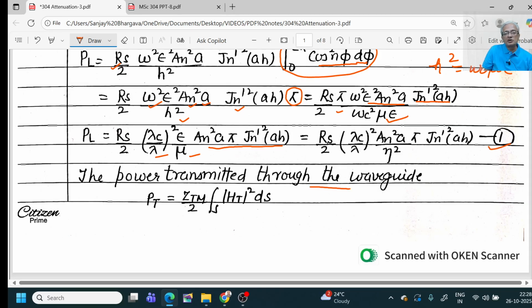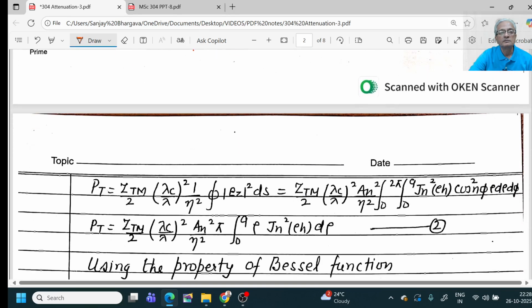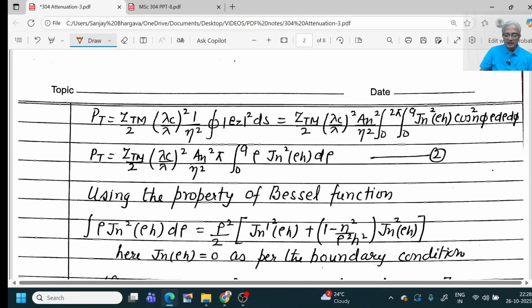The power transmitted through the waveguide is given by Pt is equal to ZTM by 2 integral |Ht|² ds. And what does this capital T represent? The transverse component of the magnetic field. So power transmitted can be calculated as ZTM by 2 (λc by λ)² 1 upon η² integral |Ez|² ds, that is equal to ZTM by 2 (λc by λ)² An² upon η² integral 0 to 2π, 0 to a of Jn²(hρ) cos²nφ ρ dρ dφ.